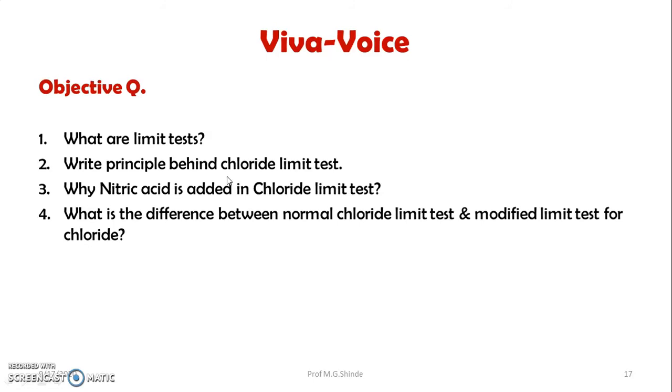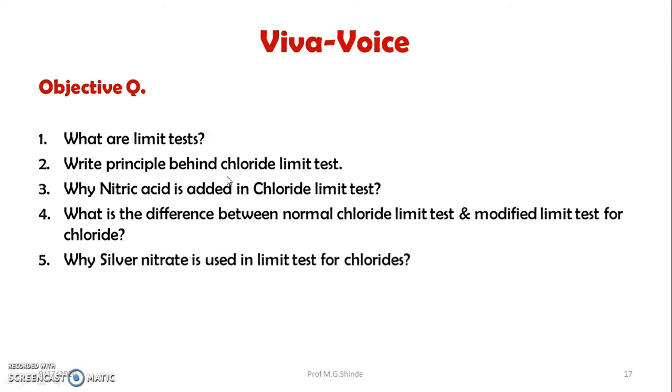Similarly, if the sample is colored, then we can decolorize the sample. For example, we can take KMnO4. The KMnO4 is pink in color, so it will impart color to the solution. So first of all, we need to decolorize the KMnO4. For this, we can treat the KMnO4 sample using activated charcoal.